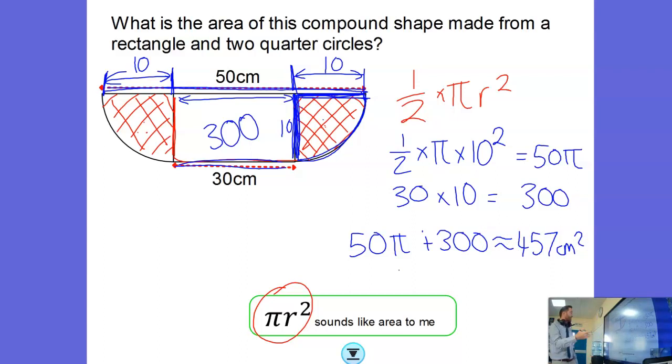Okay, so that's how we do that one. First, you work out what formulas you're going to use. Then say, okay, how do we calculate the radius there? Work it out and add it together.